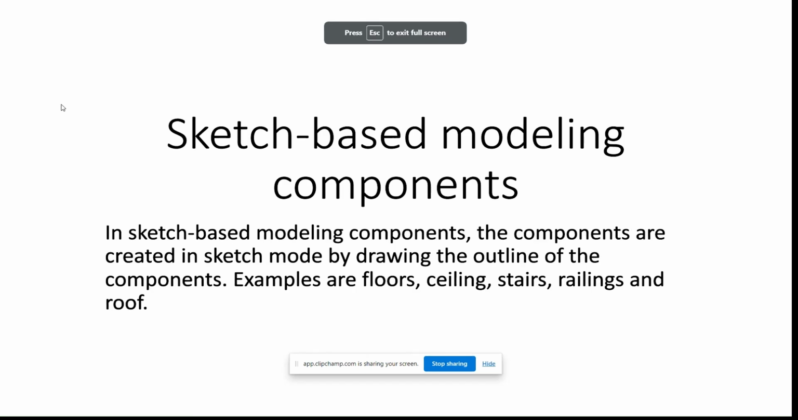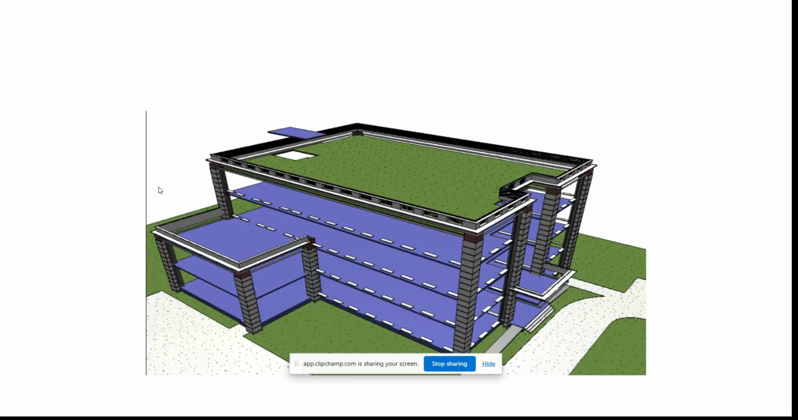This lesson is about sketch-based modeling components. These include floors, ceiling, stairs, railings, and roof. In sketch-based modeling components, the components are created in sketch mode by drawing the outline of the components.